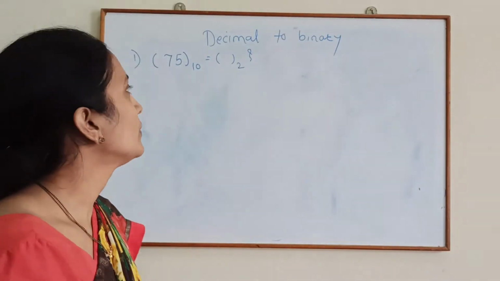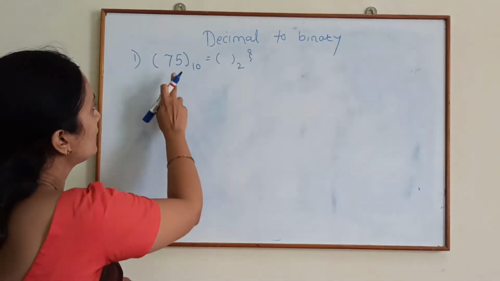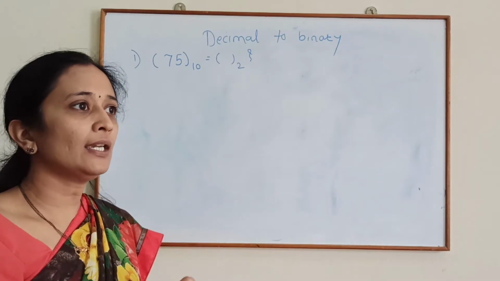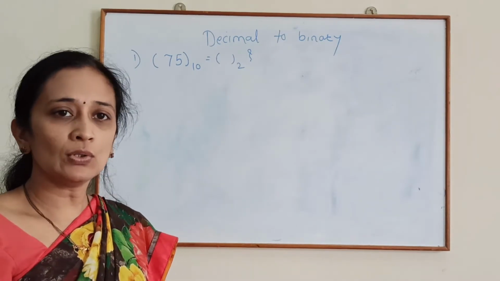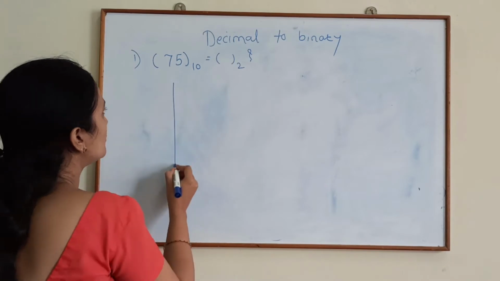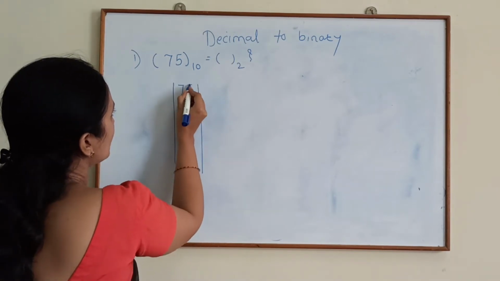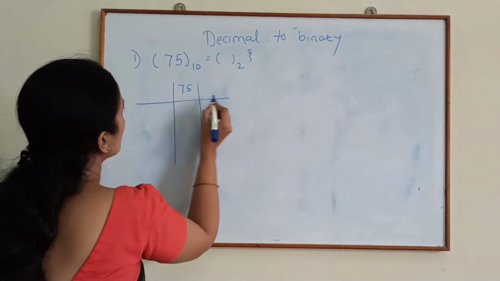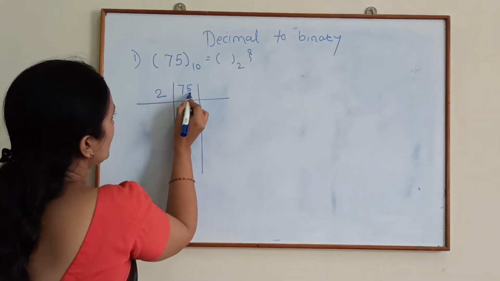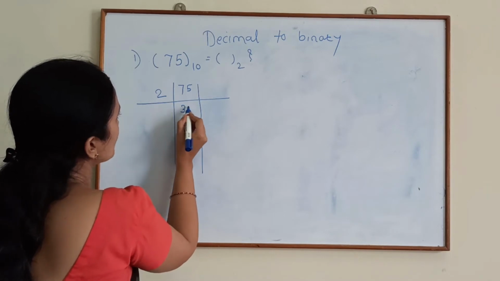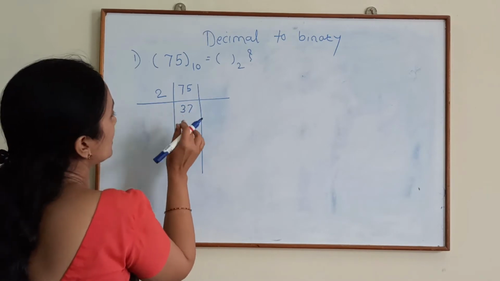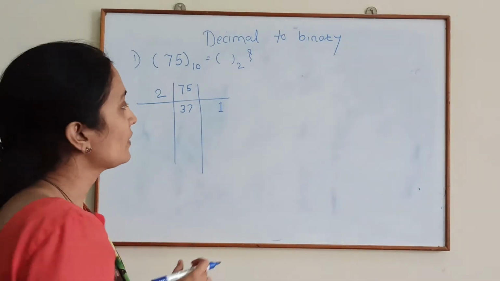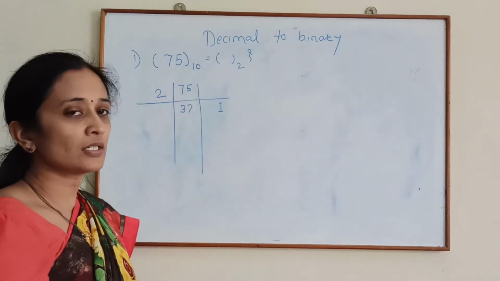The actual method of conversion is we have to divide this decimal number by 2 continuously or repeatedly until the quotient is equal to 0. For that, make 3 columns. Take that number here. Divide this number by 2. 75 divided by 2. 2 threes are 6, 2 sevens are 14. Remainder is 1. Whatever remainder there is, you have to write here.